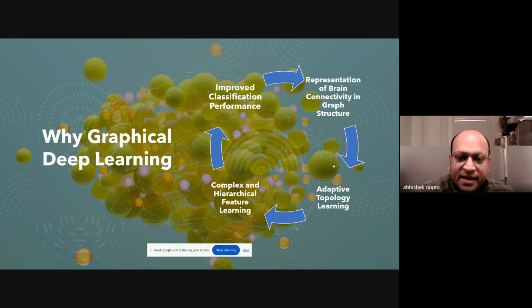Graphical deep learning better represents the brain connectivity. It is also easy to develop an adaptive topology learning with graphical deep learning, which can present a complex and hierarchical feature in a simple way. And that's why a simple classifier can also give you better accuracy than the complex deep learning methods if we are extracting the relational features from the temporal and spatial domain using graphical deep learning.